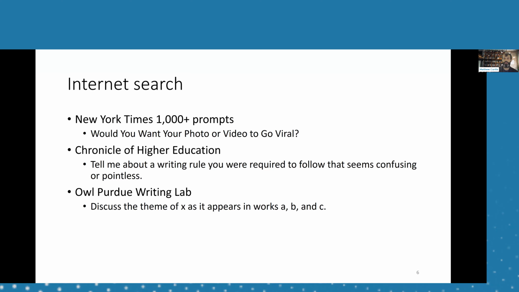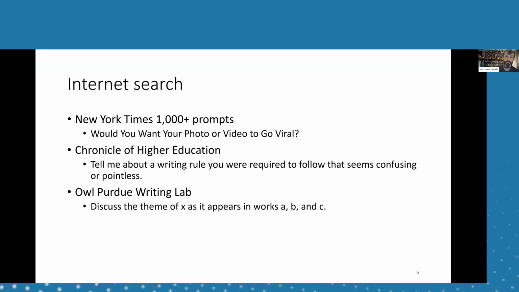So the New York Times has over 1,000 writing prompts. A concrete example there is, would you want your photo or video to go viral? The Chronicle of Higher Education, number one of their prompts is, tell me about a writing rule you are required to follow that seems confusing or pointless. And then the OWL Purdue Writing Lab: discuss the theme of X as it appears in all options of A, B, and C. So nothing groundbreaking there, but just a reminder that there's a range of options out there that were historically available to us, and I still go there for ideas even for the upcoming semester.